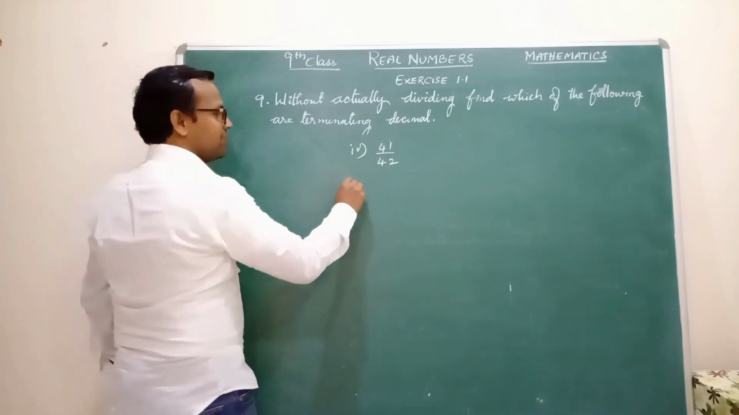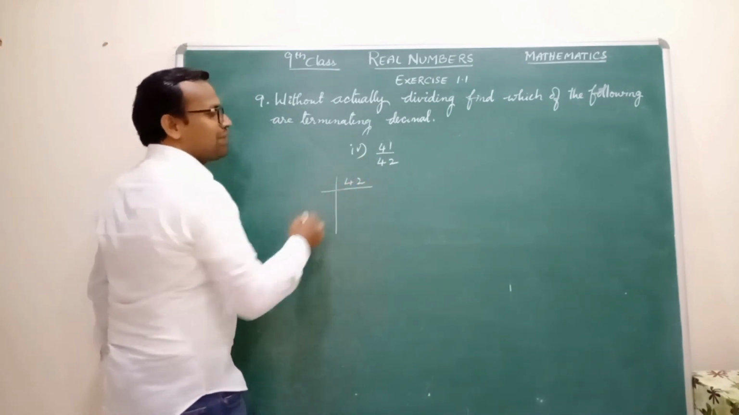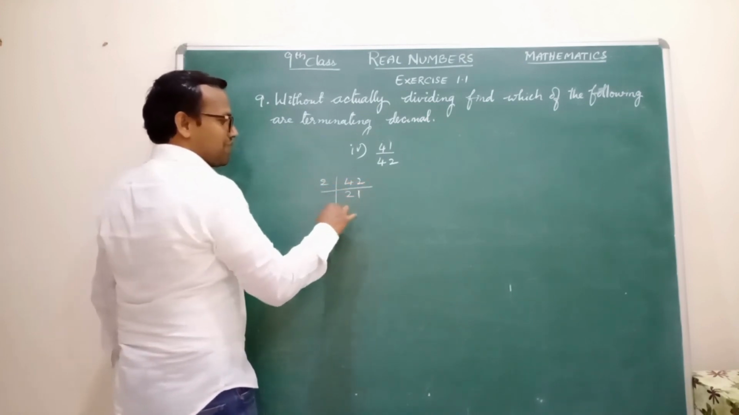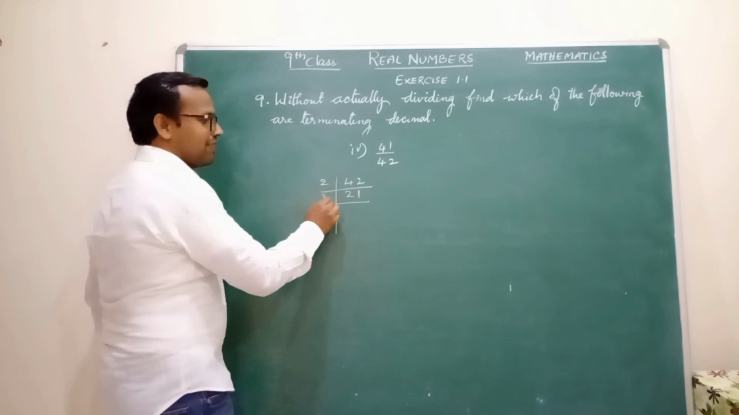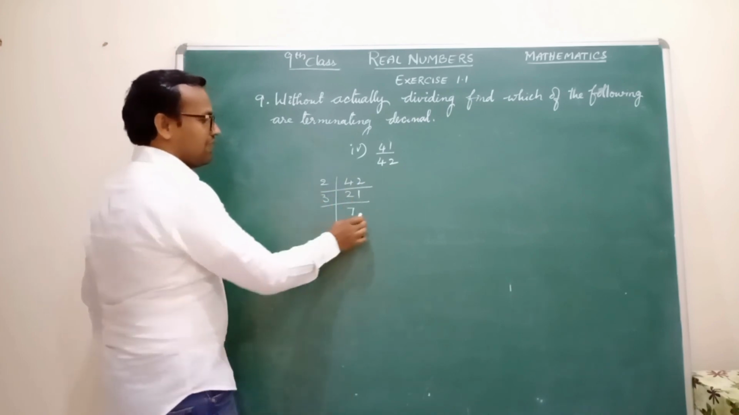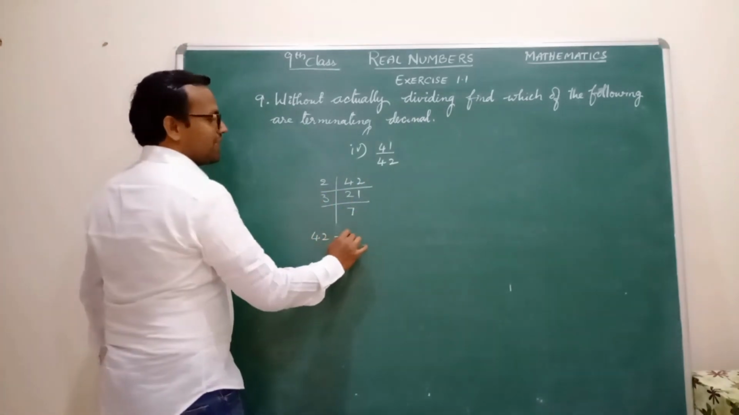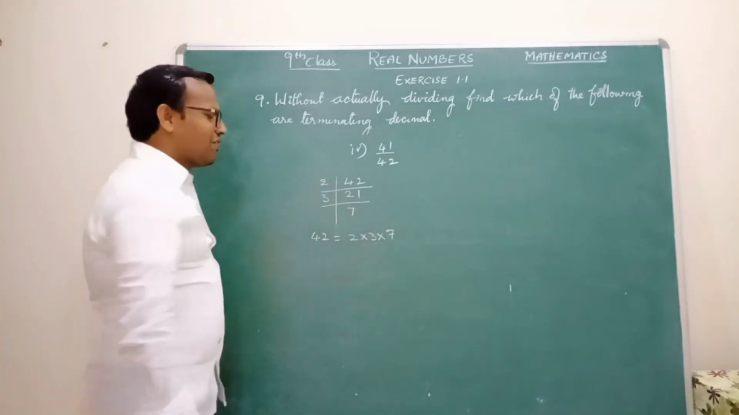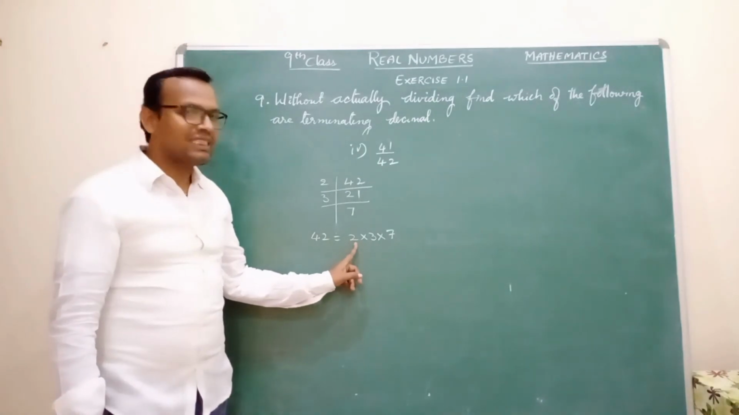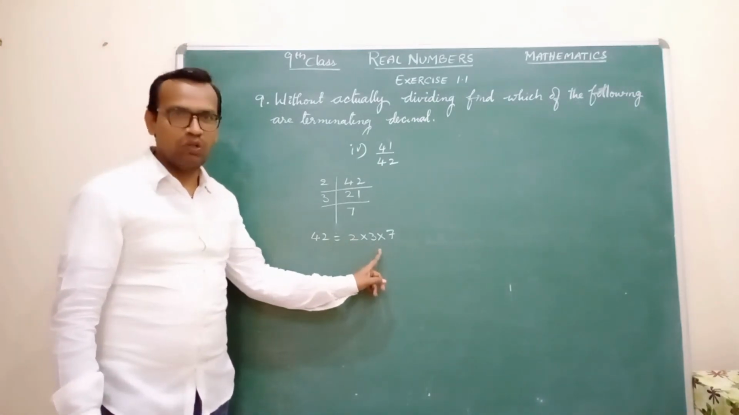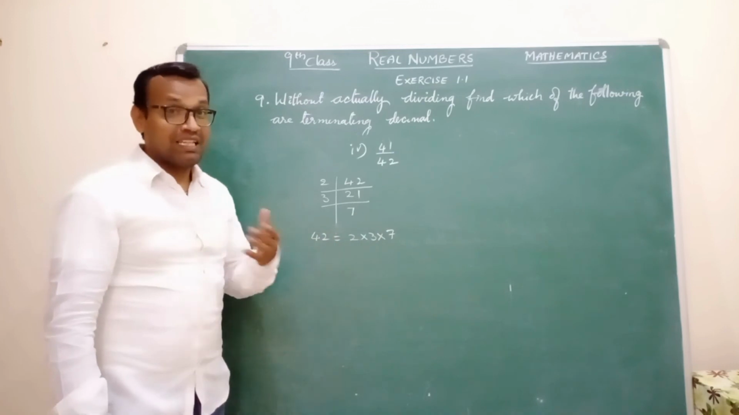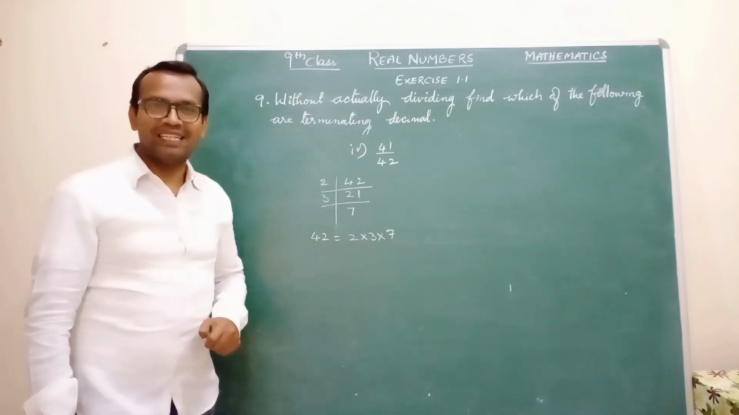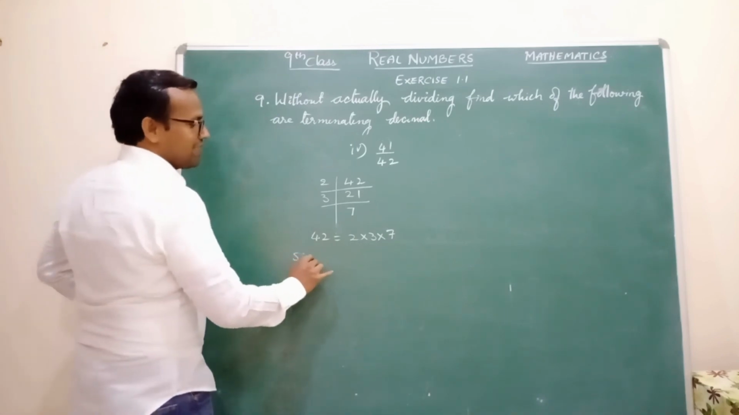The last fraction is like this, 41 by 42. Now the denominator 42. Let me split that into prime factorization. 2 2s are 4, 2 1s are 2. And then 3 7s are 21. Now 42 can be written as 2 into 3 into 7. Now is this in the form of 2 power m into 5 power n? No. So since 3 and 7 extra are there, it is not in that form, therefore it is not a terminating decimal.